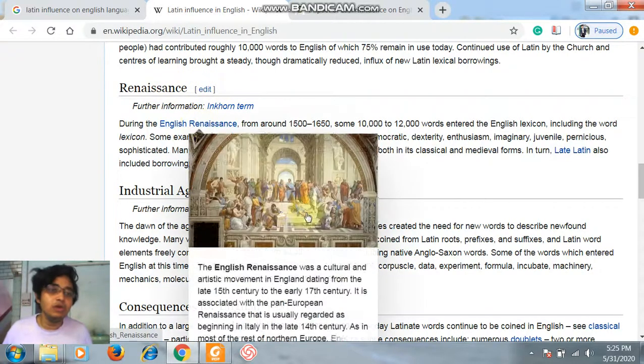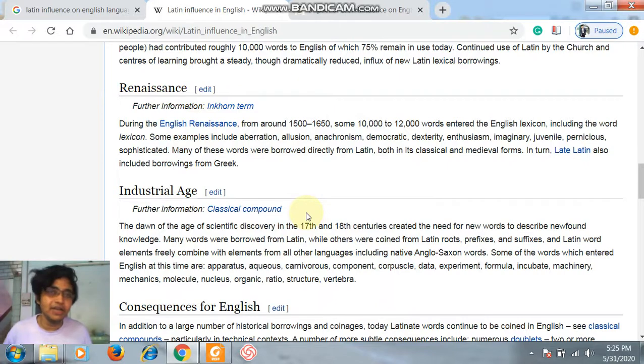Renaissance. Now during the English Renaissance, which began around 1400-1493, from 1500 to 1650, almost 10,000 to 12,000 Latin words entered the English lexicon, including the word lexicon itself, which means dictionary, is a Latin word. Some examples of the Latin words from the Renaissance period are aberration, allusion, allude, anachronism. What is the meaning of anachronism?